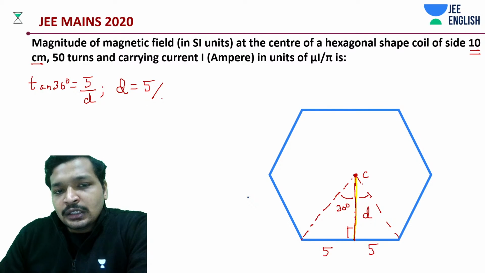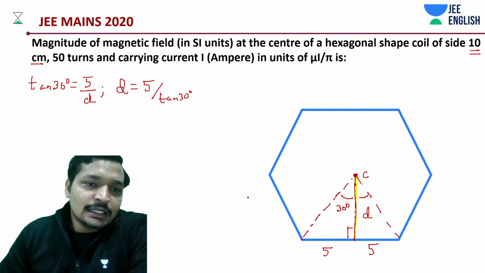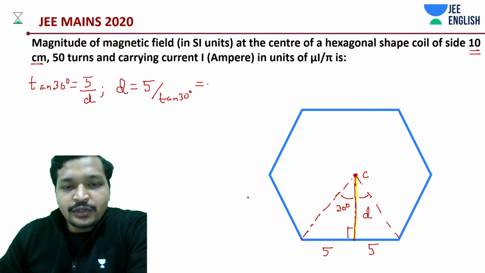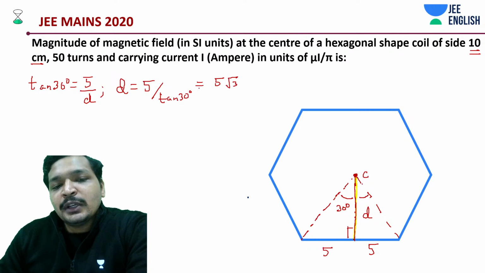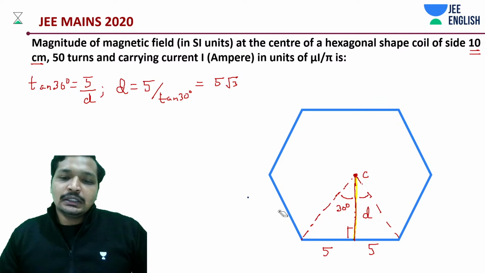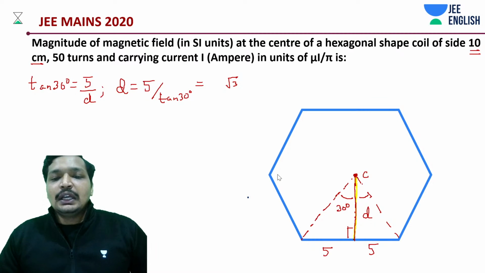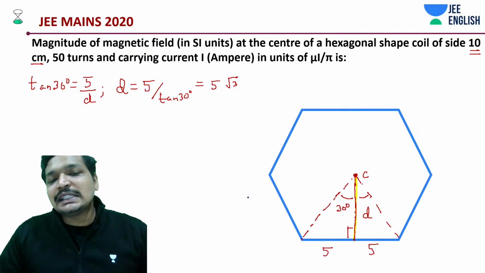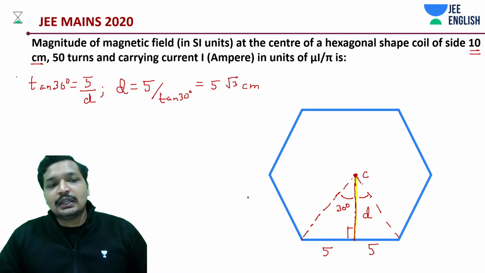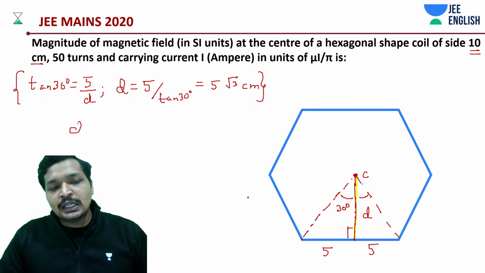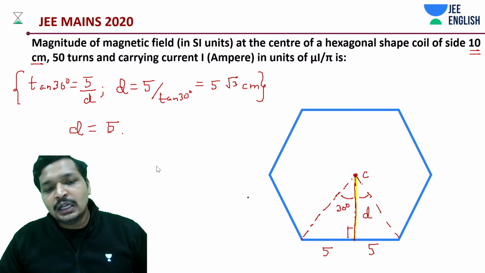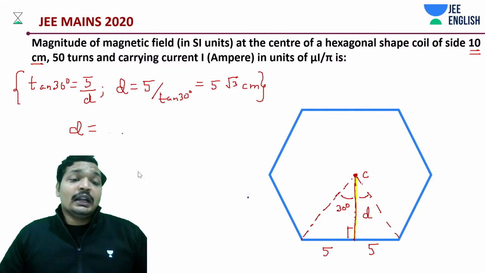5 by tan 30. Okay, is that correct? Yes, that is going to be 5 root 3, because tan 30 is how much? 1 by root 3. Okay, 5 root 3 what? Centimeters. Okay, we need to convert it into meters. Do not forget that point. So d, if I'm going to write it down in meters, how much is that going to be? 5 root 3.